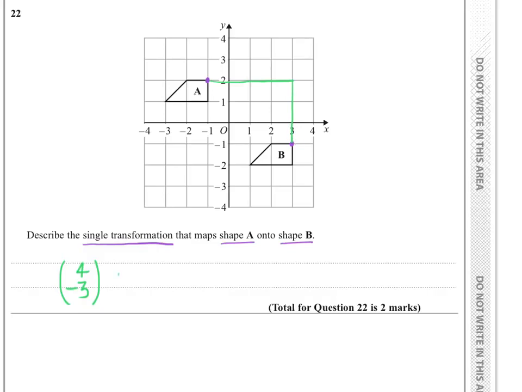So the word we're trying to use here is translation. So we've got a translation of 4, negative 3, which we can write as a column vector. And that should work for any point. So let's have a look. 1, 2, 3, 4, and then 1, 2, 3 down. Okay, say for this one, 1, 2, 3, 4, and then 1, 2, 3 down. Okay, so this is what we'd write for the answer.